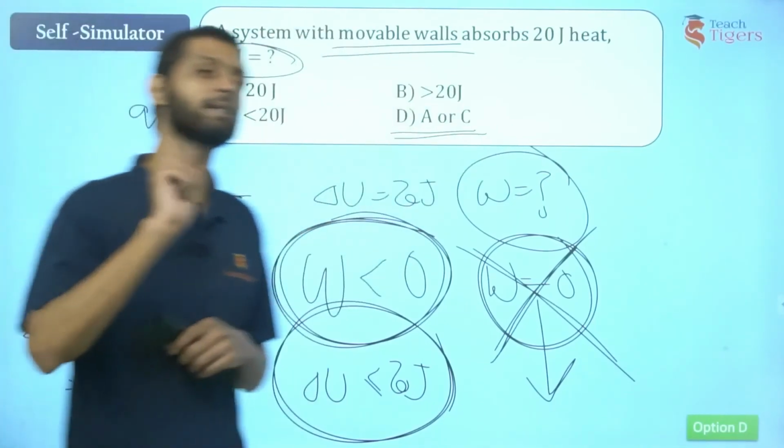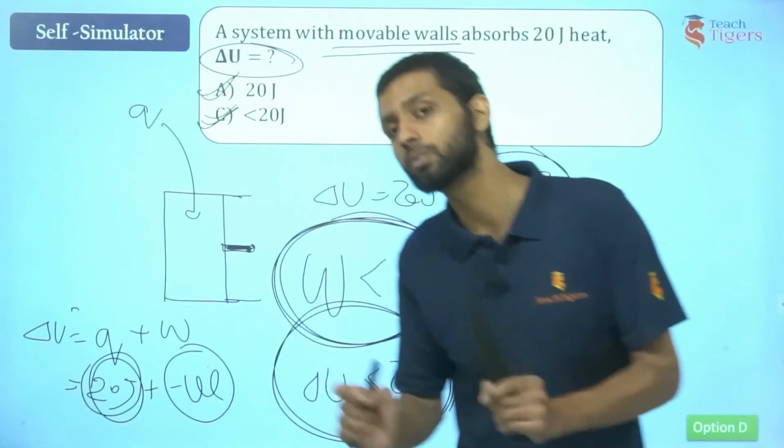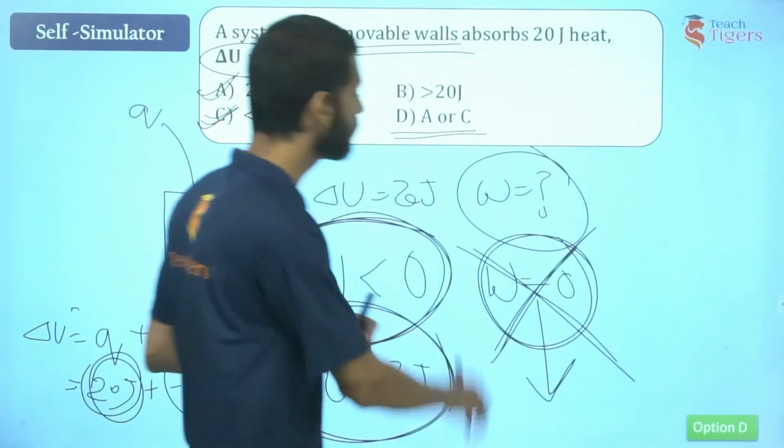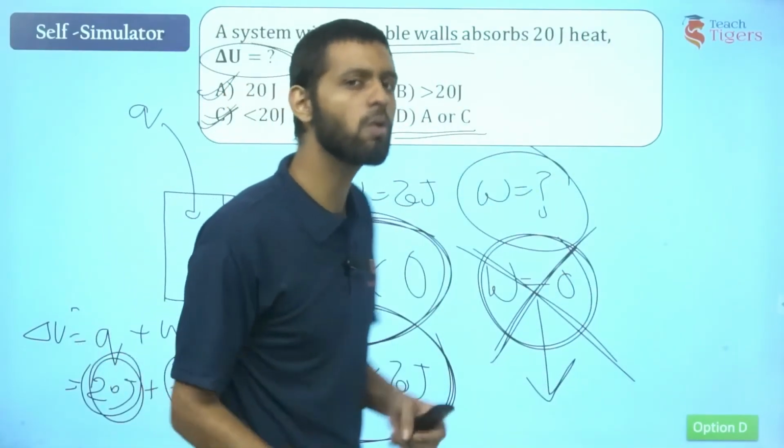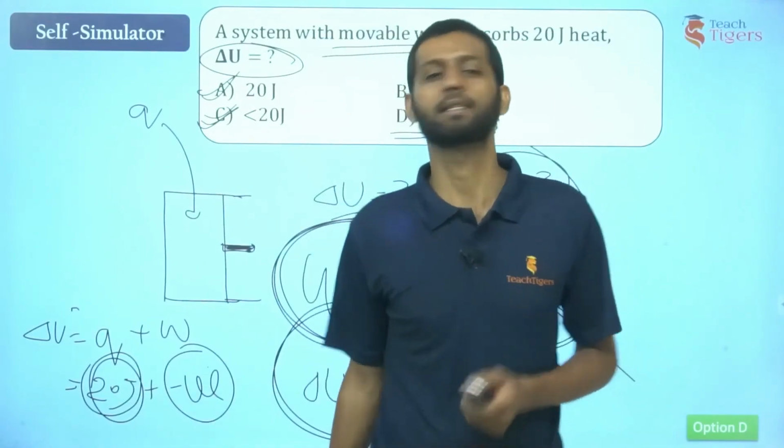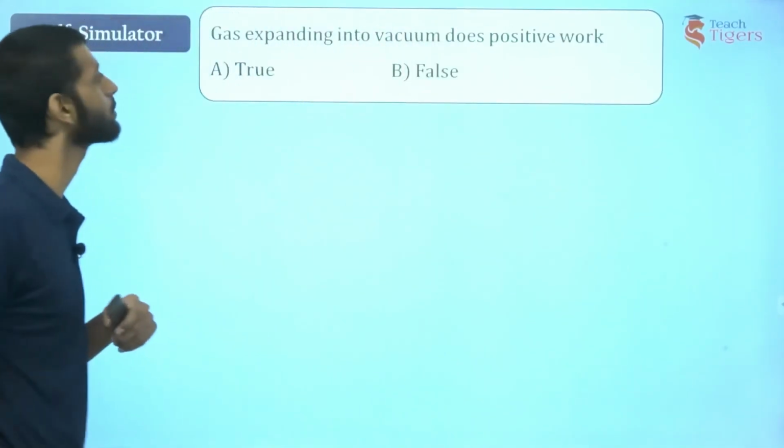When information is not given to you, don't assume. Don't assume work to be 0 simply because it's not given to you. Try and make an educated guess. Alright, let's move on to the next self-simulator.